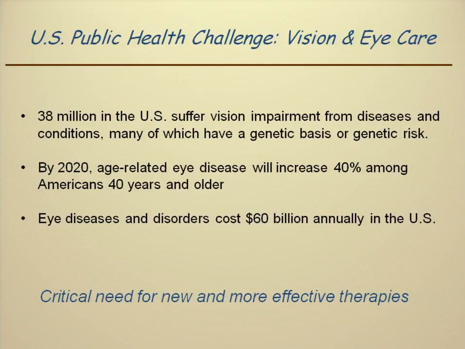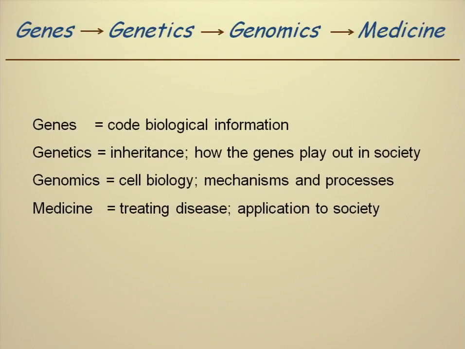So the public health impact of all of this vision impairment is considerable. Tens of millions of our fellow citizens suffer visual impairment due to diseases that have either a direct genetic basis or result in part from genetic risk. And as we have birthdays every year, the incidence of age-related eye diseases is increasing at an obviously large cost to us as individuals and to society. So while eye care is well advanced, in fact, we need to have more effective therapies.